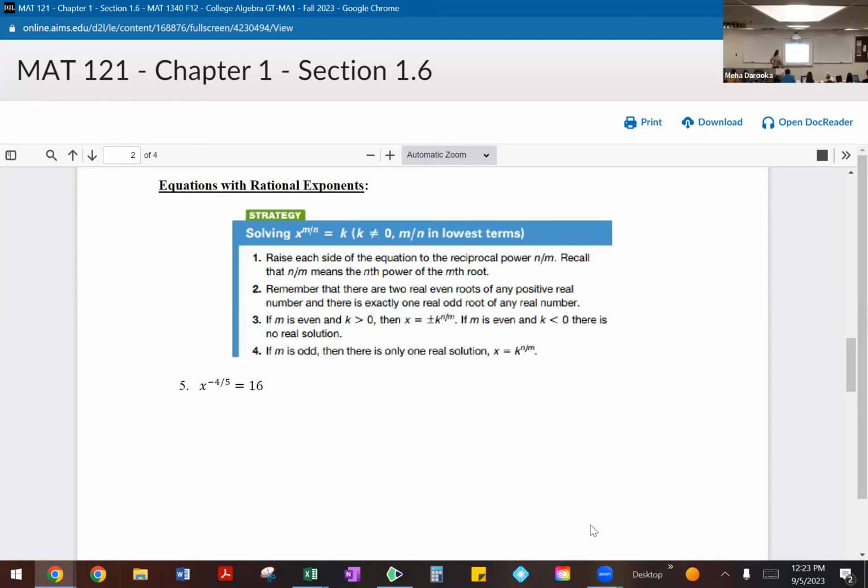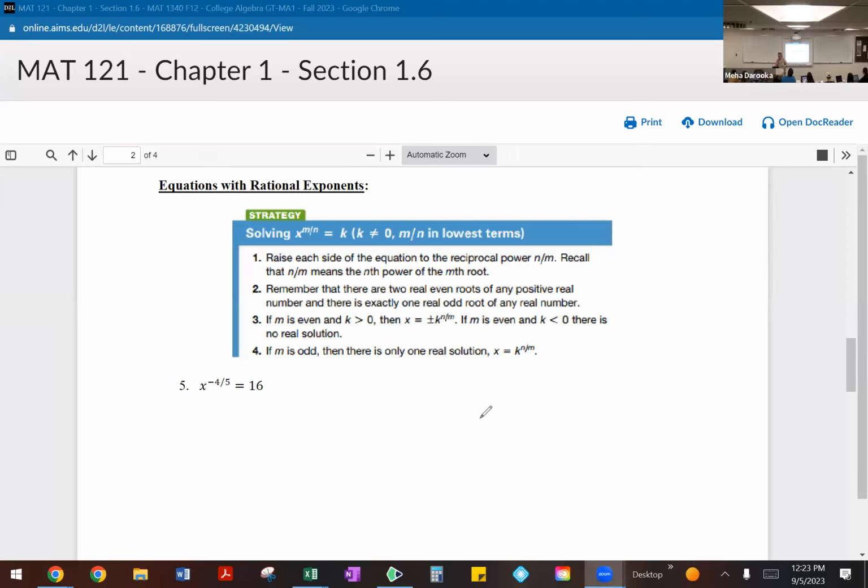So first of all, you can see the format we're talking about is x to the power of m divided by n equals k, and that's what we call rational exponents, because your exponent is being written as a fraction. That's what a rational number is, because a rational number is anything that can be written in the form of a divided by b, right? So when your exponent is in that format, we call it a rational exponent.